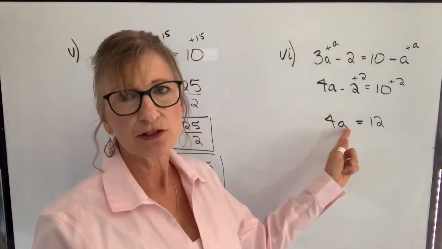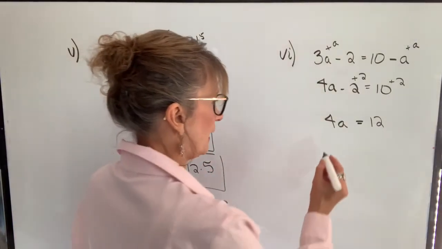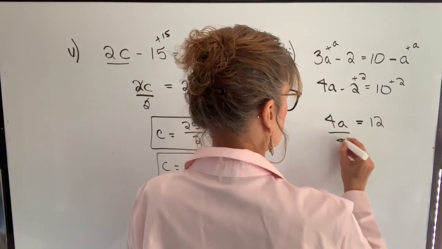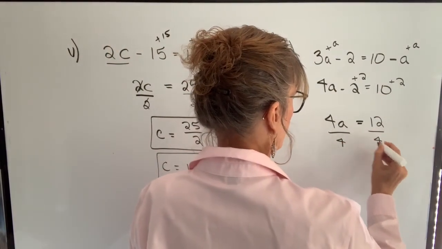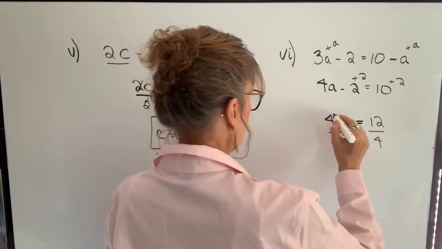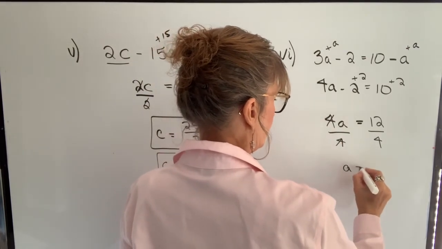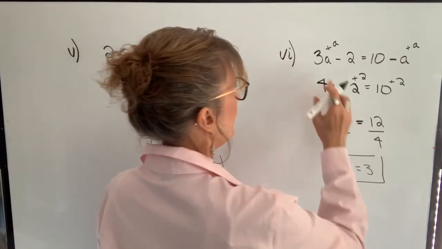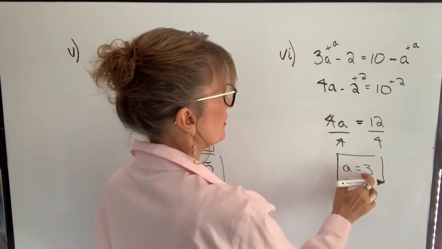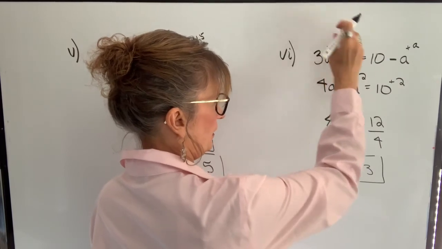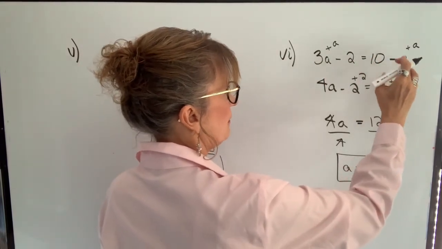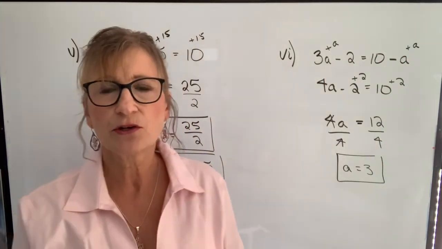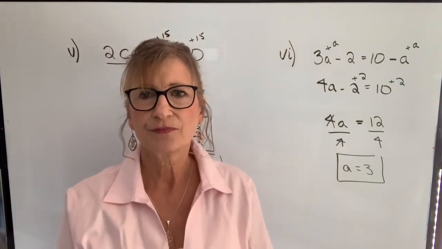This is multiplication, so in order to move it, I would divide. Cancel the 4, and I'm left with a equals 12 divided by 4, which is 3. We can check it. 3 times 3, which is 9 minus 2, which is 7. Does that equal 10 minus 3, which is 7? Yes, it does. So we know that that solution is correct.